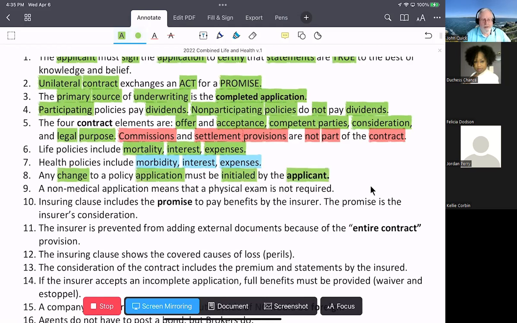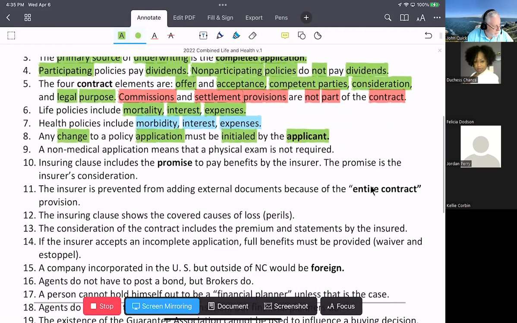Now, if I say non-med, what does that mean? Non-medical application means physical exam is not required. Now, if I said guaranteed issue, that means you're going to get a policy. I don't know what you're going to get, but you're going to get something. Non-med says we're going to ask a bunch of health questions. If we don't like the answers, you still may not get it.